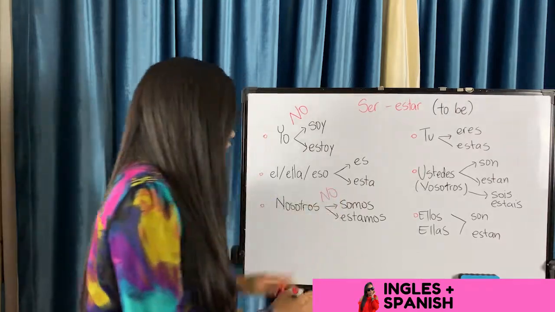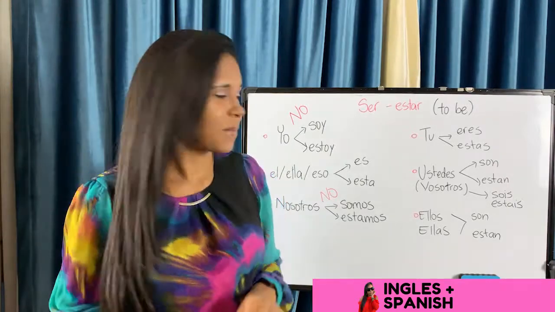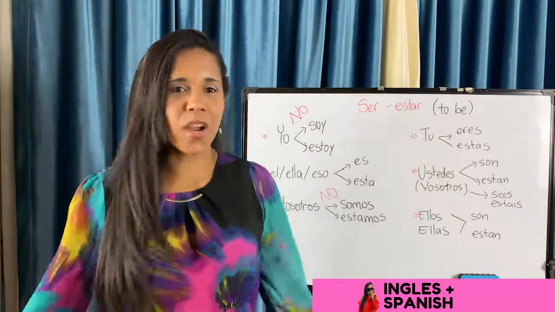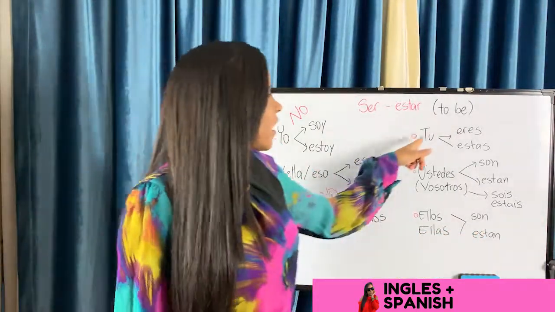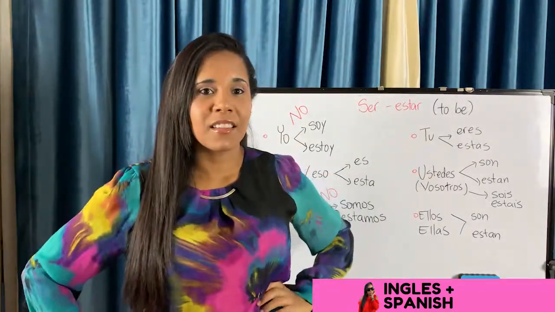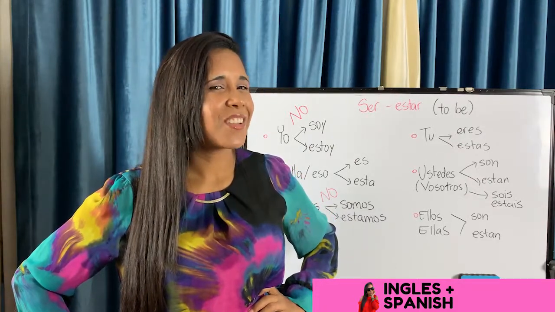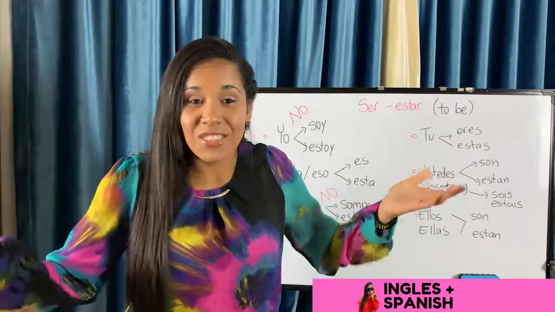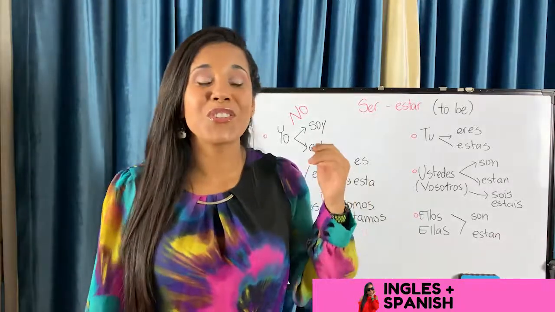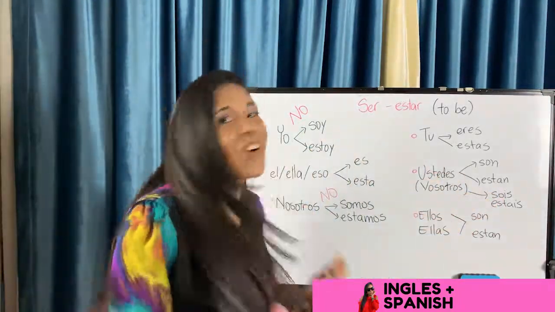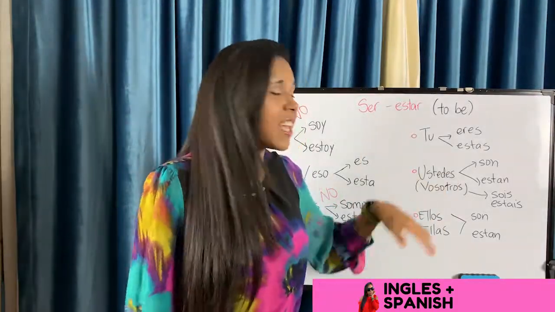Solo agregamos no. Nosotros no somos. We are not friends. We are not students. Nosotros no estamos. We are not at school. We're home. No estamos en casa. Okay? Now, tú eres. Can you picture how to say you're not? You only have to add no. Tú no eres. Okay? Tú no estás. You're not. Okay? And ustedes.